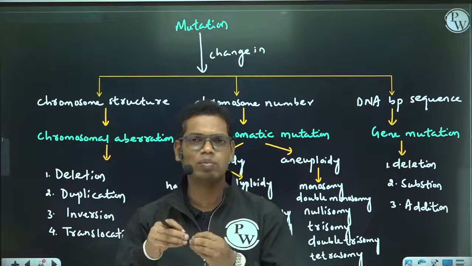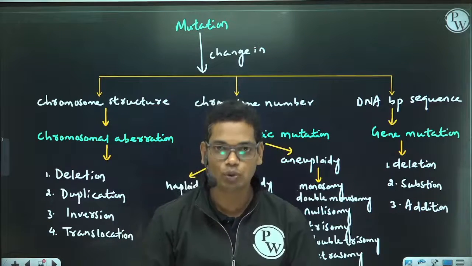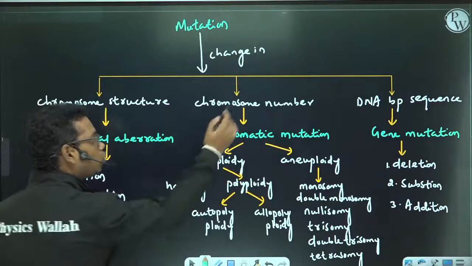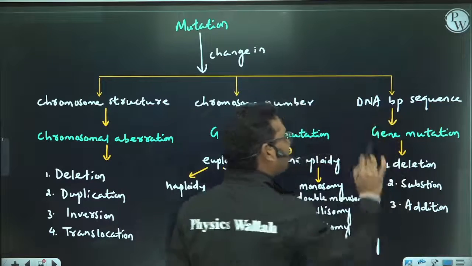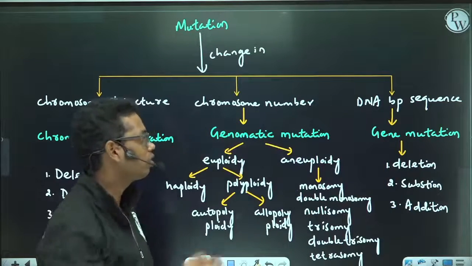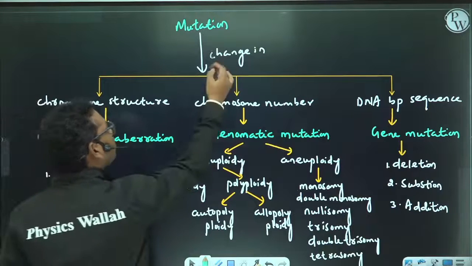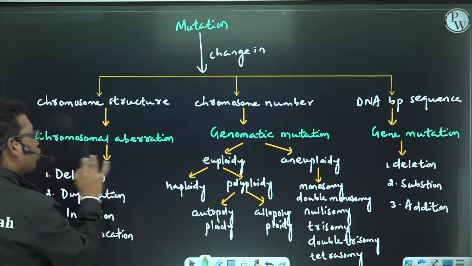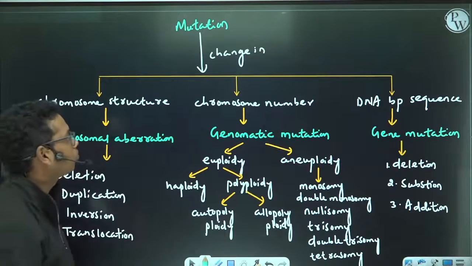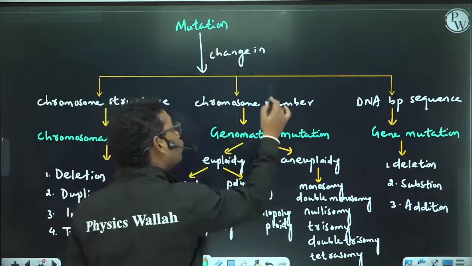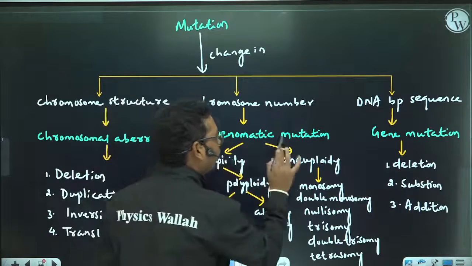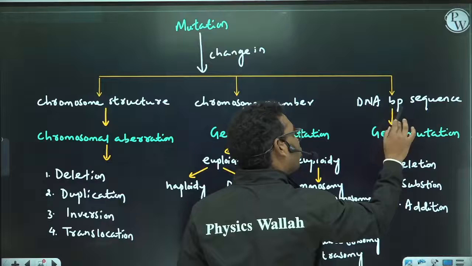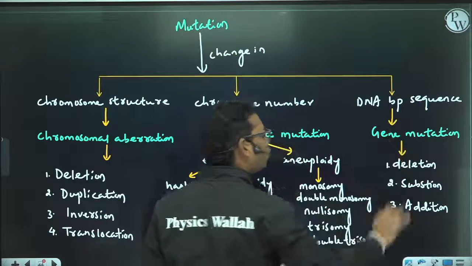Okay, so mutation in simple terms I can say is change. In mutation, the change can take place in the chromosome structure, or chromosome number, or the base pair sequence in the DNA, that is the nucleotide pair sequence in the DNA. If the change during mutation takes place in the chromosome structure, that mutation is called chromosomal aberration. But if the change takes place in the chromosome number, that mutation is called genomic mutation. And if the change takes place in the base pair sequence or nucleotide pair sequence of the DNA, that is known as gene mutation.